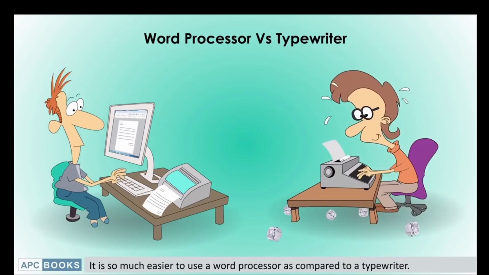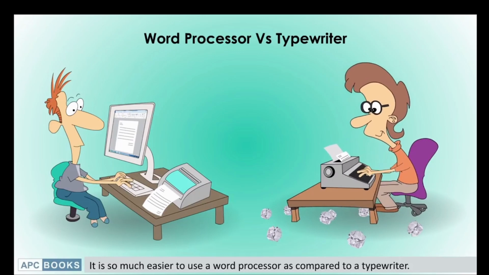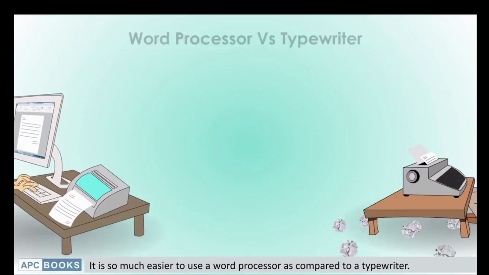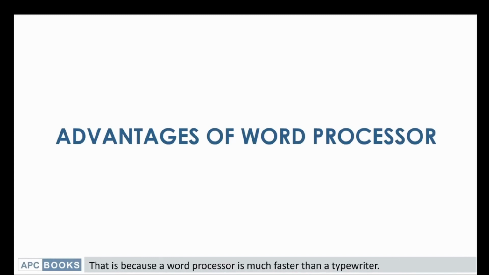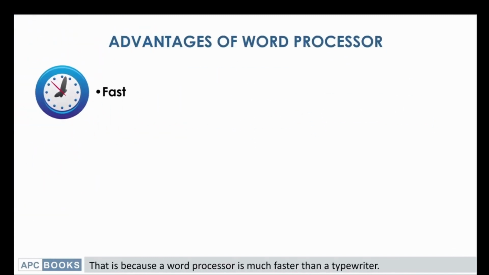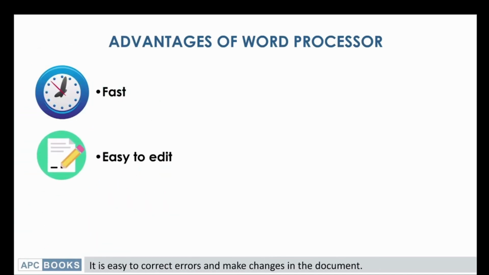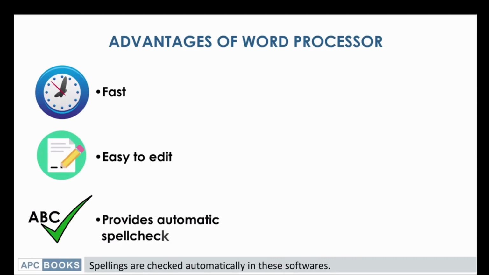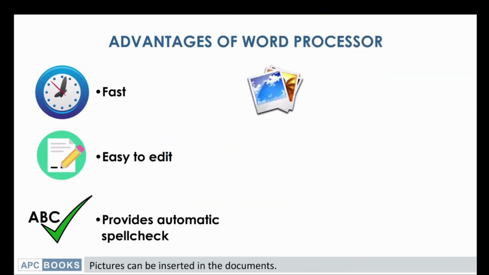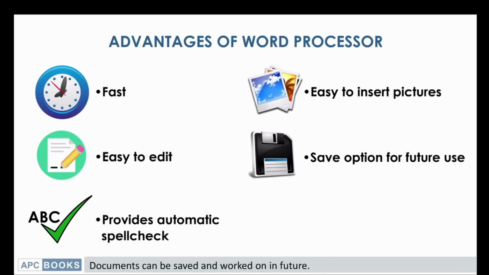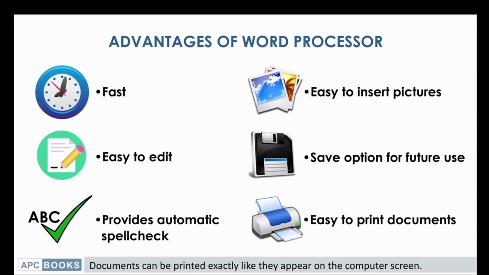It is so much easier to use a word processor as compared to a typewriter. That is because a word processor is much faster than a typewriter. It is easy to correct errors and make changes in the document. Spellings are checked automatically in these softwares. Pictures can be inserted in the documents. Documents can be saved and worked on in future. Documents can be printed exactly like they appear on the computer screen.